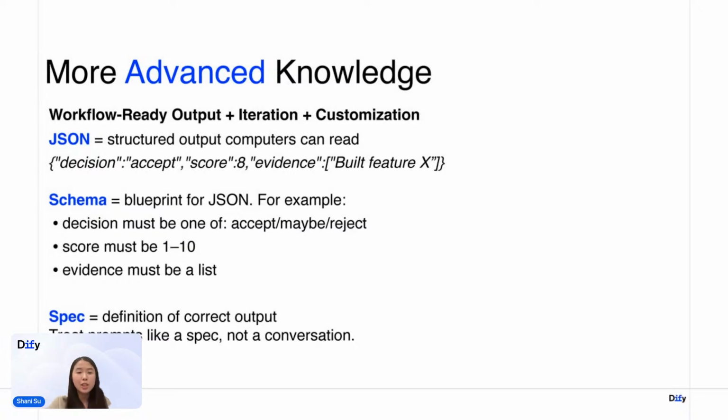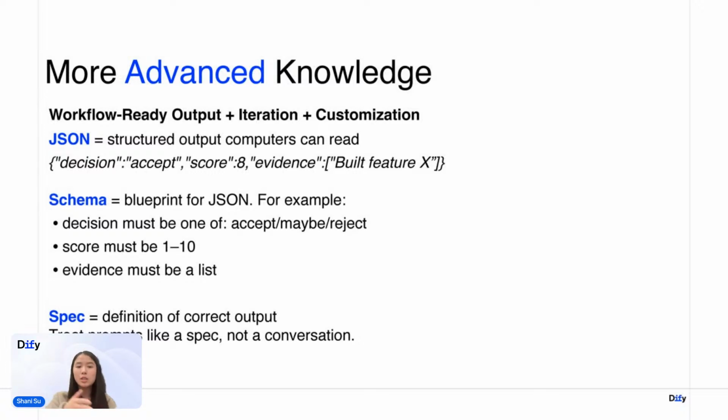Some more advanced knowledge that might also be helpful are workflow-ready outputs, iterations, and customization. A JSON is a structured output that computers can read. In the case of iterating through resumes, that can be the decision of whether or not a person is accepted, the evidence behind it, and their score for their resume. This is all information that we might need to feed somewhere else, which is why we want to output it in JSON format so that another machine is capable of reading it. The schema is the blueprint for JSON. For example, the decision must be one of accept, maybe, or reject.